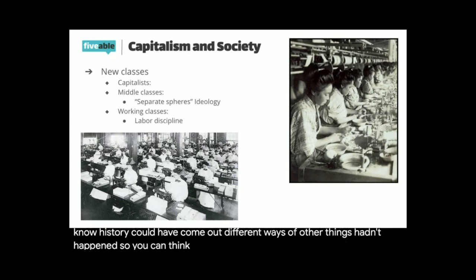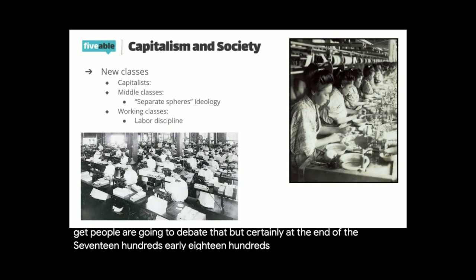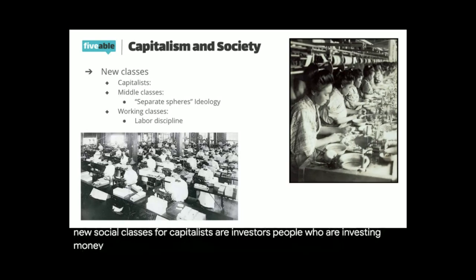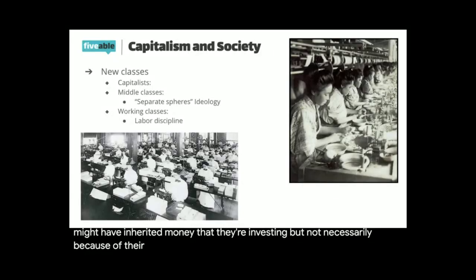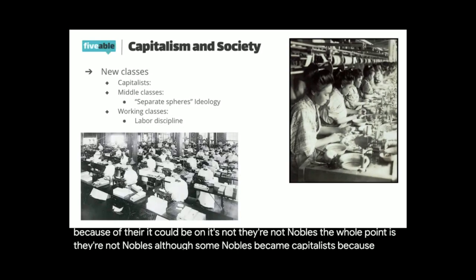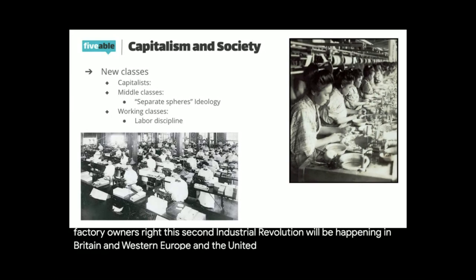So you can think of the first industrial revolution as 1770s. People are going to debate that, but certainly the end of the 1700s, early 1800s. Capitalism is going to create new social classes where capitalists are investors, people who are investing money. So they're wealthy because of their investments. They might have inherited money that they're investing, but they're not nobles. The whole point is they're not nobles, although some nobles became capitalists, but capitalists are factory owners, right? The second industrial revolution will be happening in Britain and Western Europe and the United States, and then later in Japan, kind of same places.